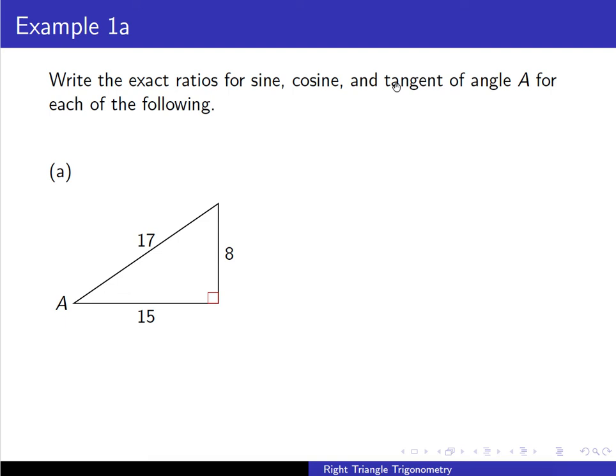All right, so example 1a, we're going to write the exact ratios for sine, cosine, and tangent for angle A. So for angle A, we have the opposite is 8, the hypotenuse is 17, and our adjacent side is 15. So the sine of angle A is opposite 8 over hypotenuse 17, or 8/17. Cosine of angle A, adjacent over hypotenuse, is 15/17. And tangent of angle A, opposite over adjacent, is 8 over 15, or 8/15.